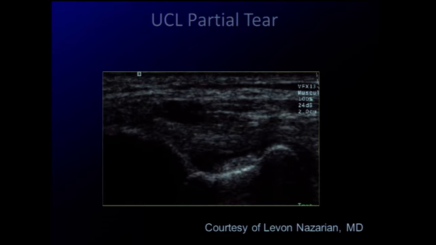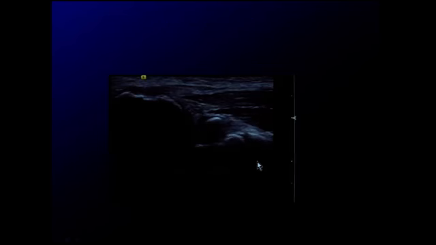Now, for a partial tear or a tear involving the ulnar collateral ligament, we will be looking at the deeper portion of that complex, and you can see that there is a defect in this ligament right here with the remaining portion of the ligament sitting in this location.